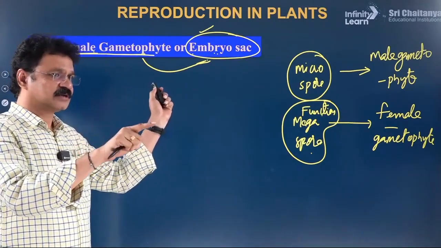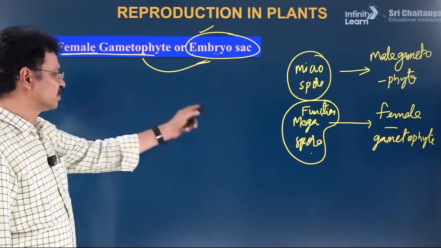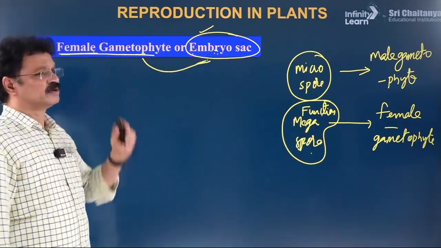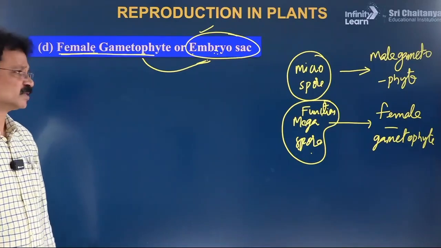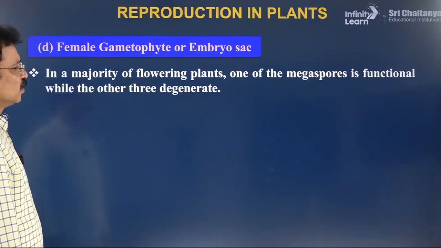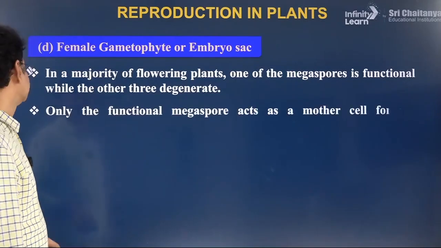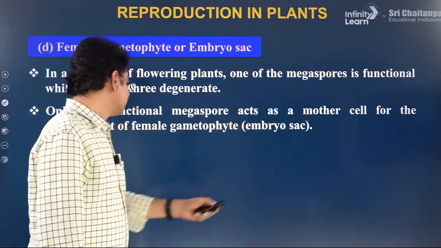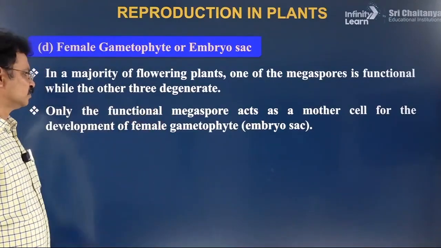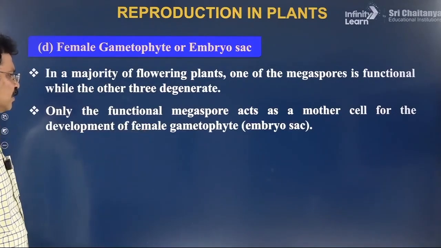Inside the ovule, the nucellus is there. Inside the nucellus, one cell is modified into the megaspore mother cell. After meiosis, that megaspore mother cell gives rise to one functional megaspore. This megaspore is the first cell for the embryo sac or female gametophyte. Yes, the megaspore is the first cell for the development of the female gametophyte. Next, in the majority of flowering plants, one of the megaspores is functional while the other 3 degenerate. Only one functional megaspore acts as the mother cell for the development of the female gametophyte.